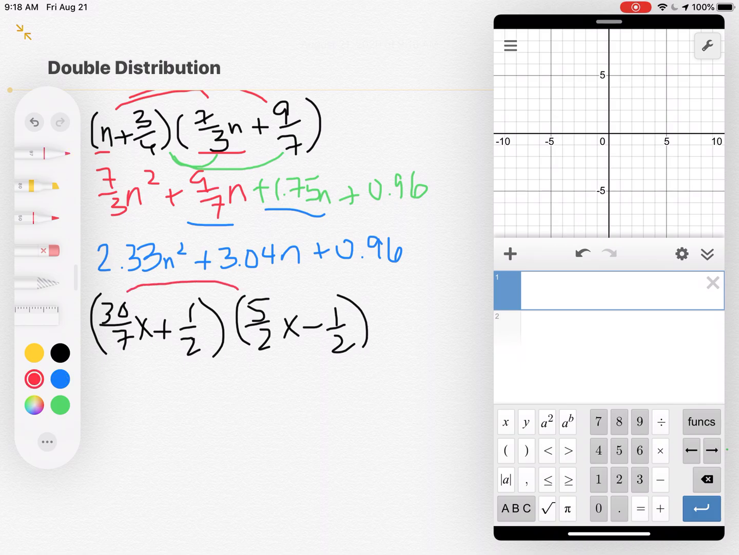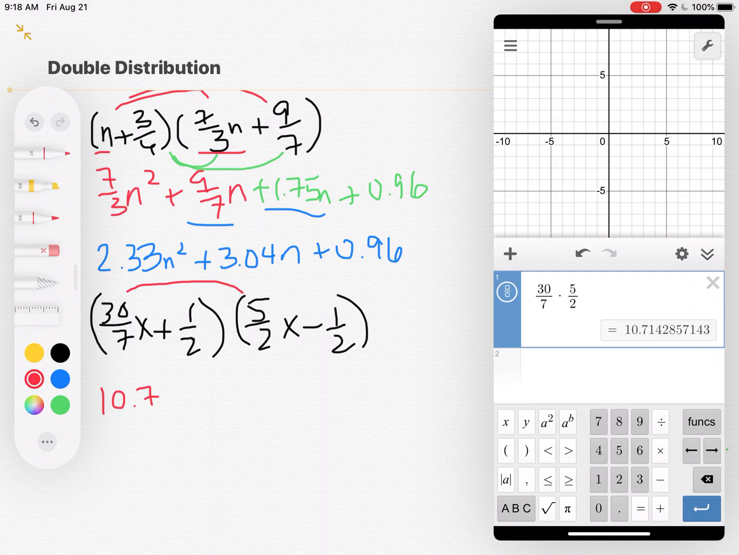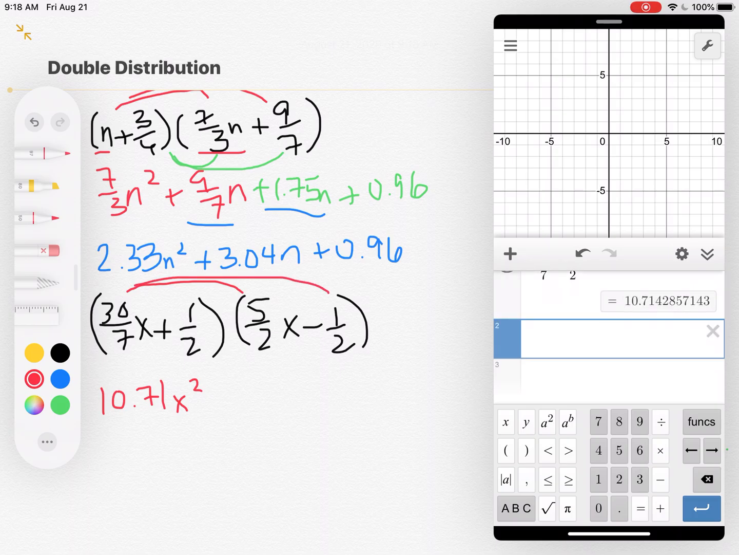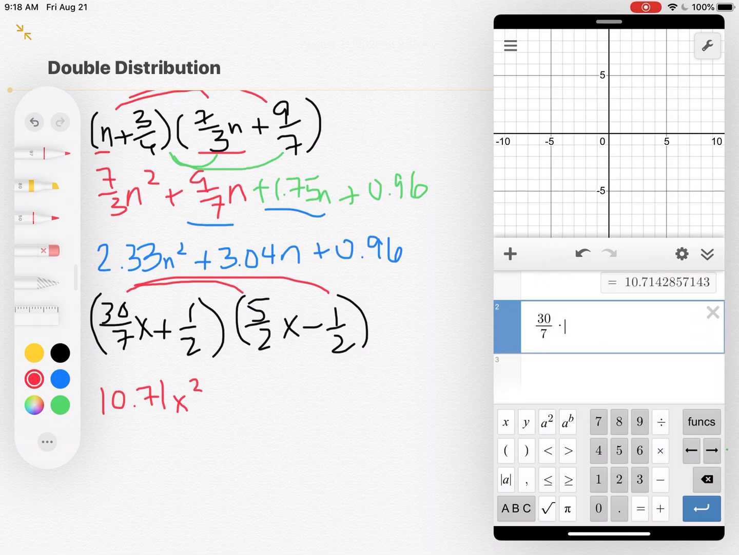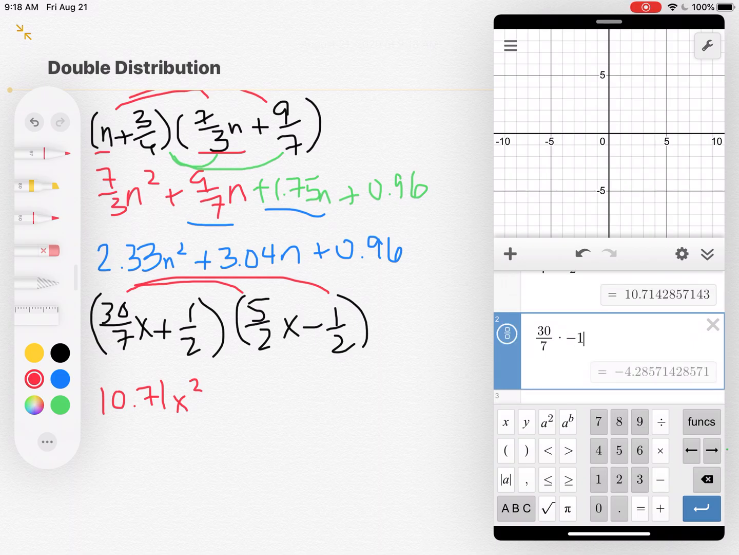Trying another fraction one, same idea. 30 over 7 times 5 over 2. Desmos tells us that's 10.7. That 1's going to stay the same because there's a 4 next to it. X squared. Now again, multiplying. 30 divided by 7, arrow over, times negative, so minus sign, 1 divided by 2 is going to give me negative 2.14x, and then keep going.